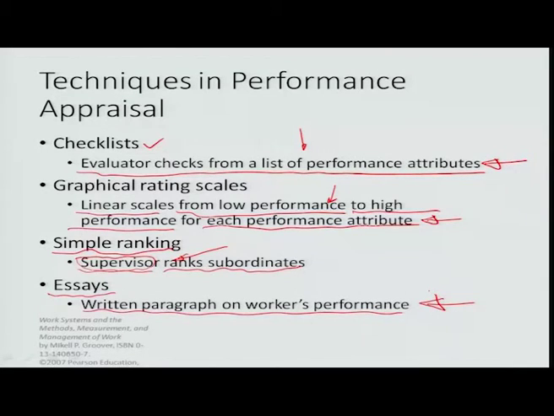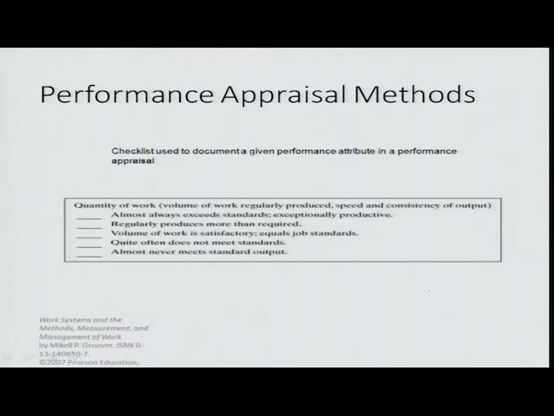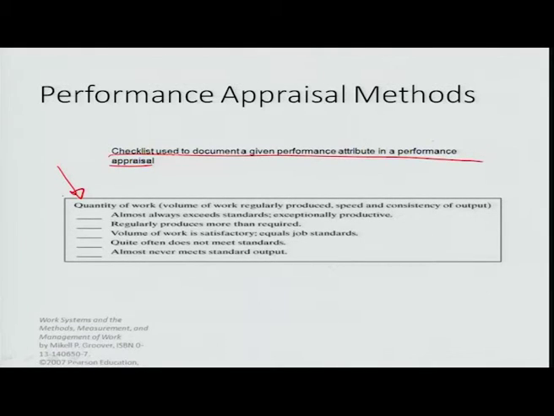Let us look at some excerpts from different appraisal methods. Let us look, for example, at the checklists I was talking about. Checklists are used to document a given performance attribute in a performance appraisal system. This is one such checklist, particularly for one performance parameter, which is the quantity of work. Quantity of work is graded in terms of volume of work regularly produced, the speed at which the work is done, and the consistency of the output.